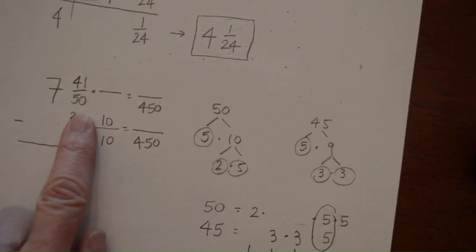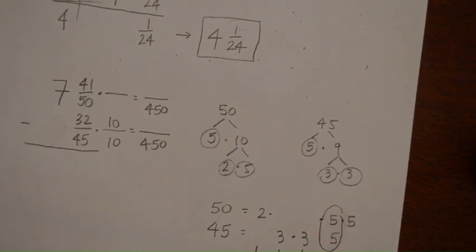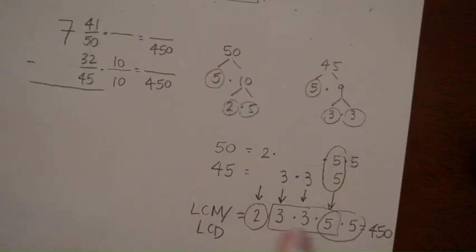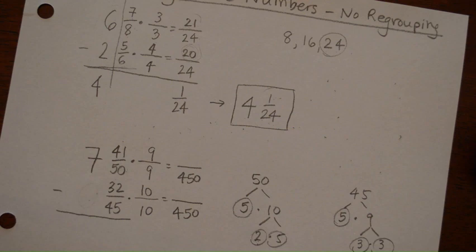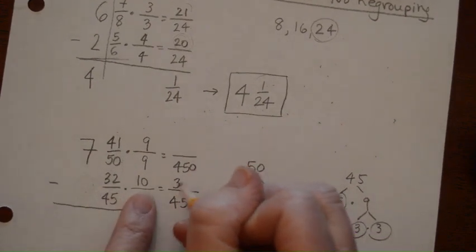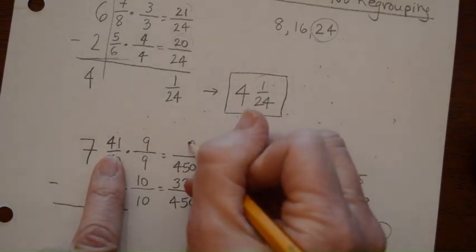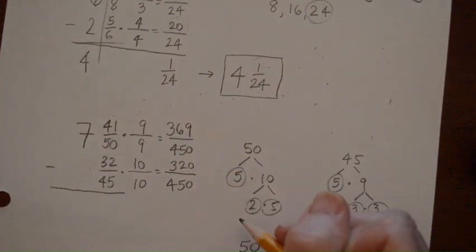And then what did the 50 contribute? Well, the 50 gave us 2 5s and a 2, so I'm going to circle those two things, 2 5s and a 2. So what did it not contribute? It did not contribute these 2 3s. All right, and those 2 3s multiply together to give us 9, and so this has to be 9. Okay, let's multiply them. 32 times 10, again, that's a lovely product there. And then 9 times 41, 9 times 1 is 9, and 9 times 4 is 36, so 369.